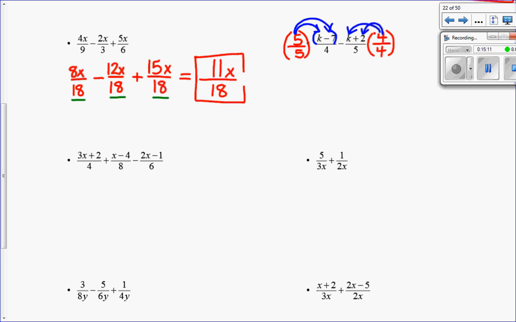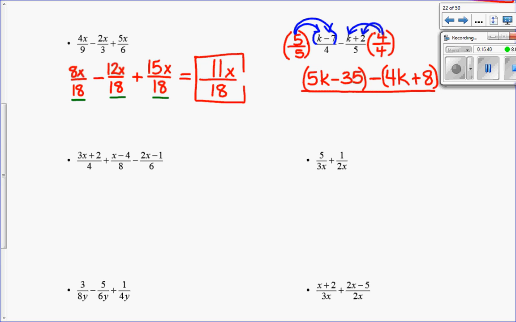Okay, so 5 times k is 5k. 5 times negative 7 is negative 35. Oh, you know what? I'm going to leave this minus sign in the middle. And so I'm going to keep this stuff all together as one value on one side. Okay, and we're going to see what this would be. 4 times k would be 4k. And 4 times 2 would be 8.